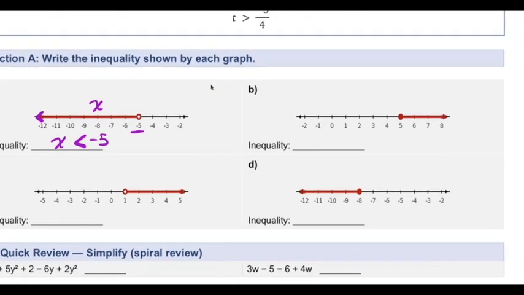So I was going to write this one. Here's my x. We are greater than, because of the arrow, so we have x is greater than 5. And equal to. Let's talk about that also. This was an open circle, so no equal to sign. This is a closed circle, so equal to sign.